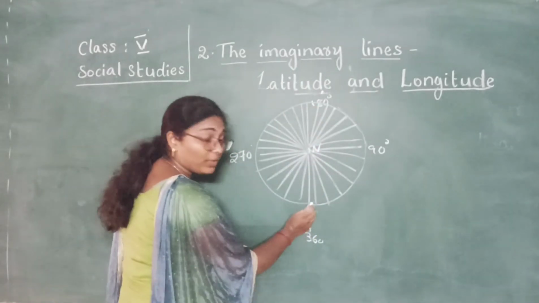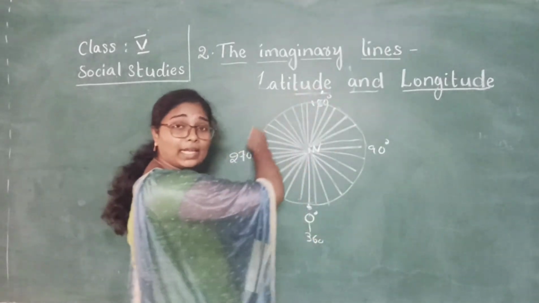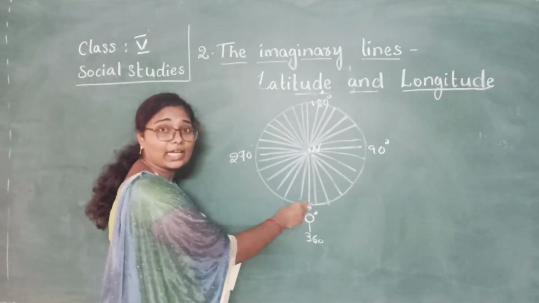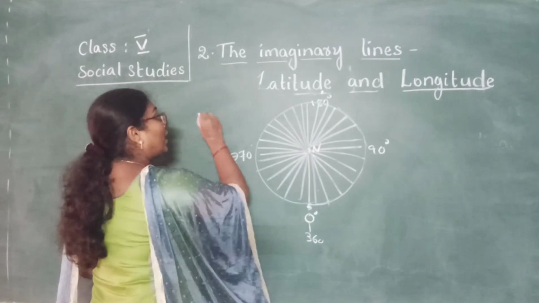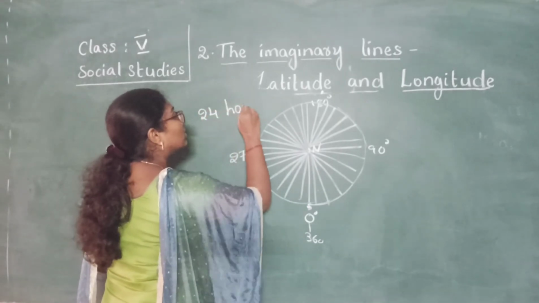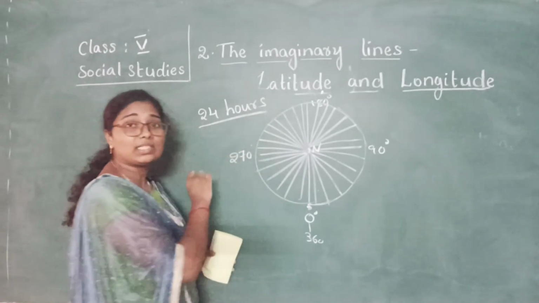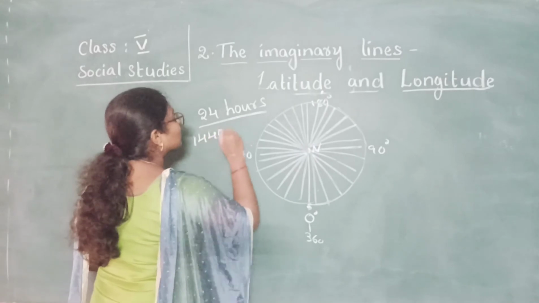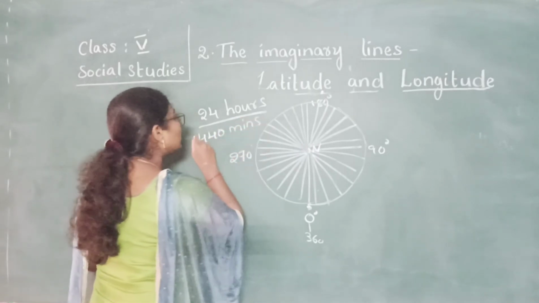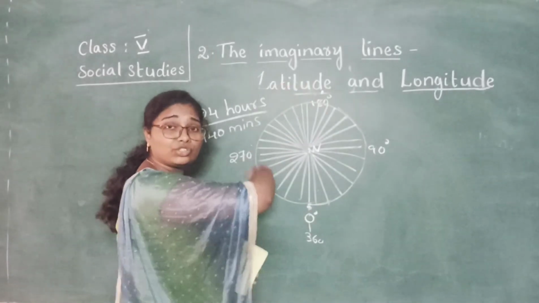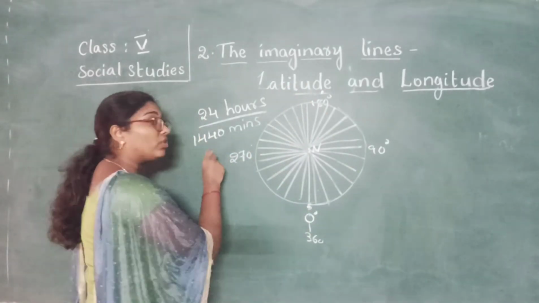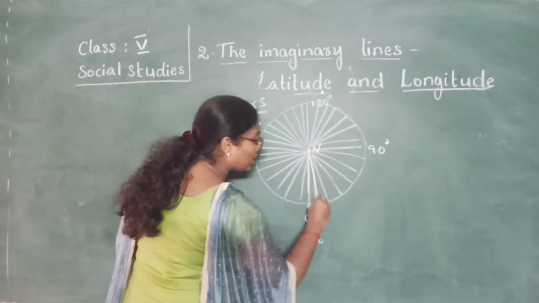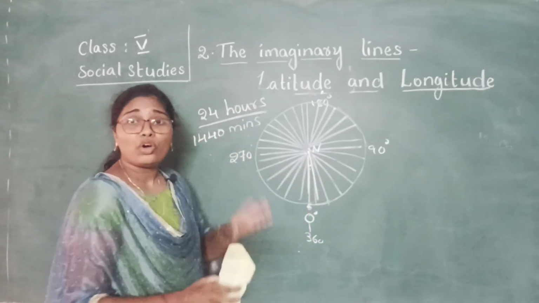Right? If you start from here and make a complete rotation, to come back to the exact same place, it will take 24 hours. Means how many minutes? 1440 minutes. Right? For a whole rotation it takes 1440 minutes. 1440 minutes for 360 degrees. So for each degree it takes at least 4 minutes.